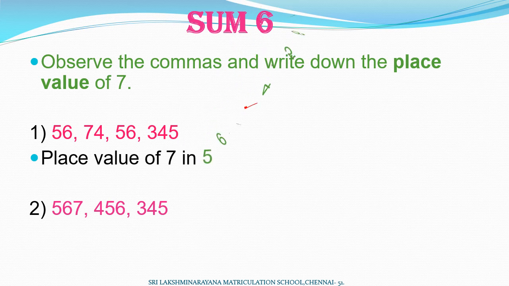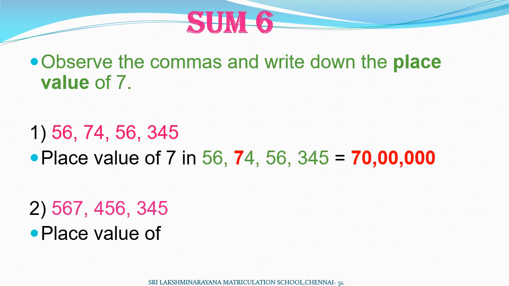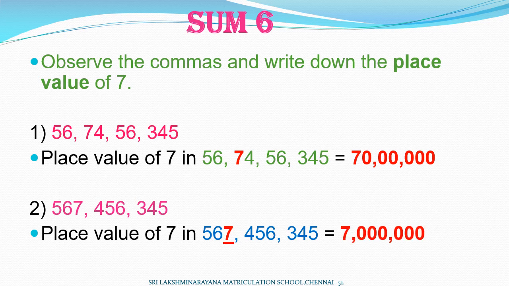Okay, we will write the place value for the second number. It is in the international system. The place value of 7 is 7 and add 6 zeros. So the number is 7 million.